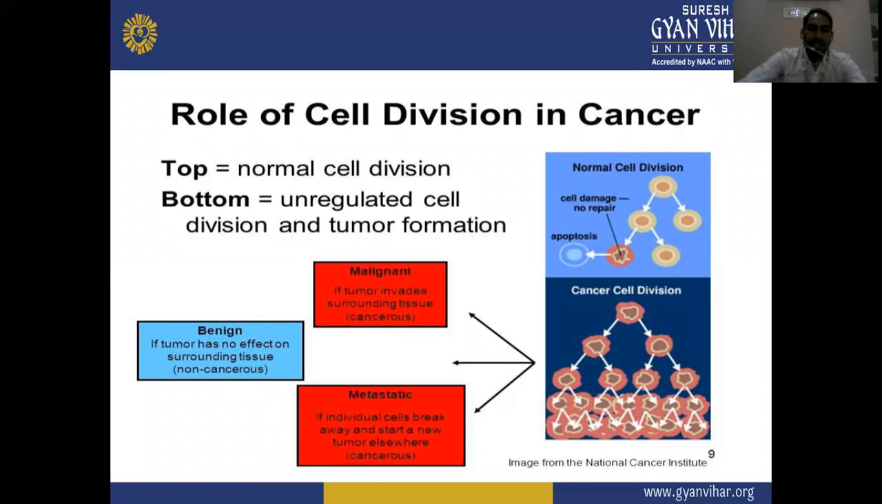Benign tumors have no effect on surrounding tissues, meaning they are non-cancerous. These are the roles of cell division in cancer.